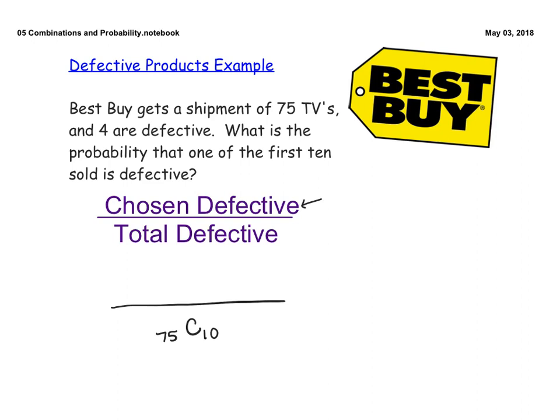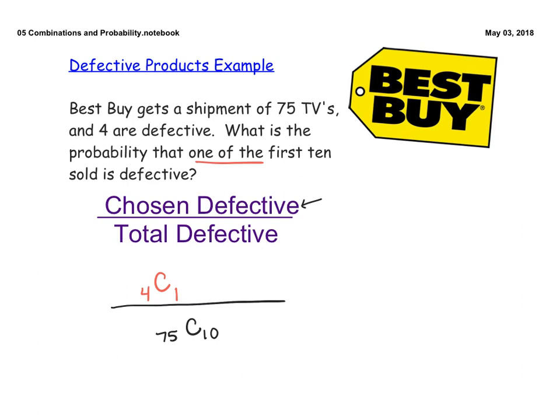So I'm going to write this part in red. The defective parts are going to be in red here. So there's 4 defective TVs out of the total 75. And how many do we want? Well, we want one of the first 10 to be defective. So we want to choose one of those defective TVs.